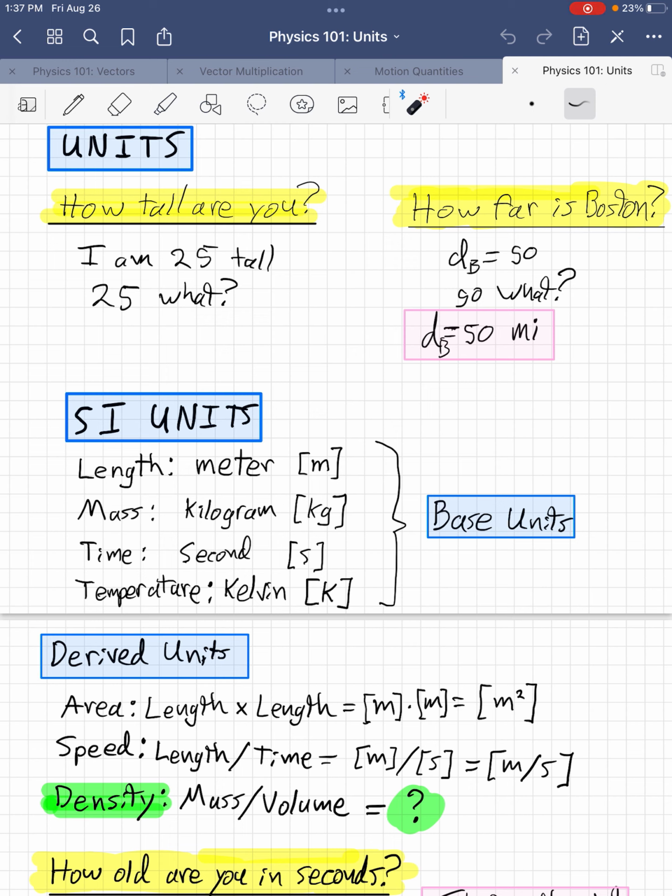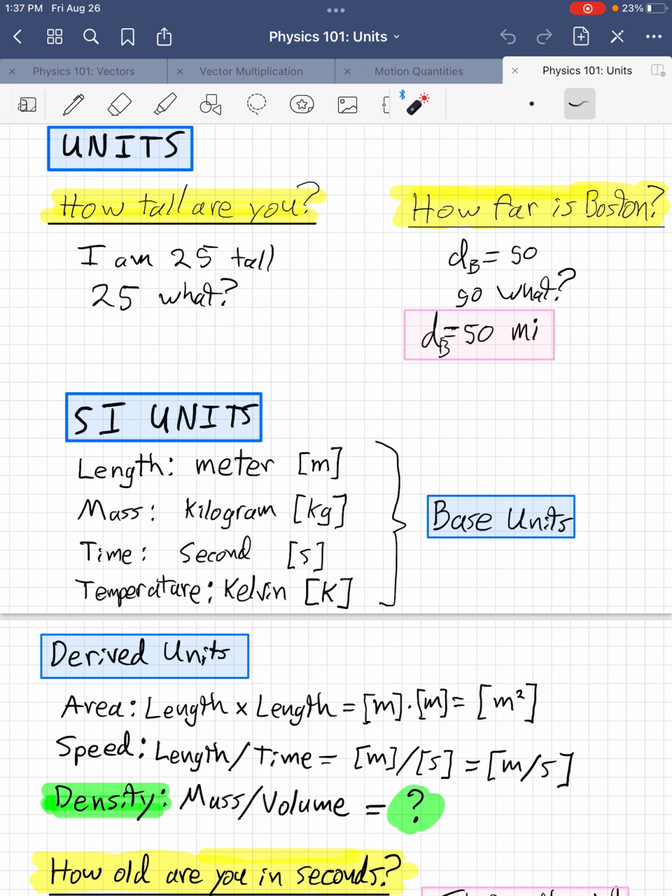All right, so let's begin with this proposition. How tall are you? And if I told you I am 25 tall, you'd probably be like, whoa, what do you mean? 25 what? 25 inches? 25 feet? That doesn't sound right. Are you 25 centimeters? So this number I gave you, 25, pretty much has no context at all because I didn't give you any units, right?